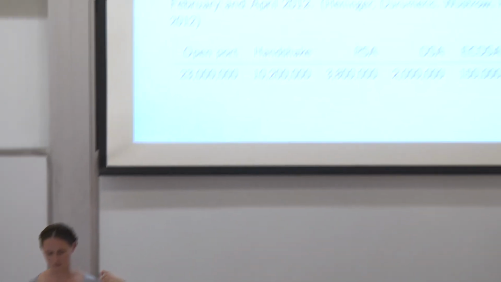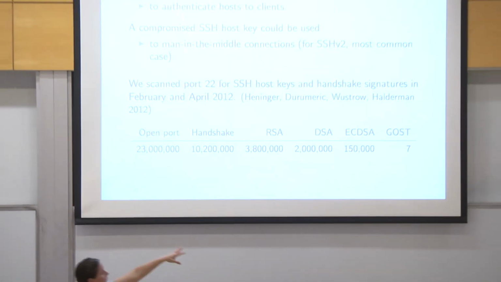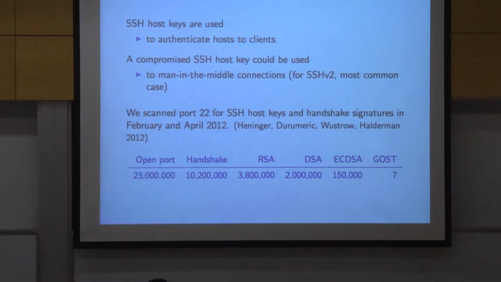this same paper on weak keys, in addition to scanning HTTPS hosts, we also scanned for SSH host keys and handshake signatures in a couple of scans in 2012. And we found actually similar numbers to HTTPS. So we successfully completed 10 million handshakes, got 3.8 million distinct RSA host keys and 2 million distinct DSA host keys, and a much smaller number of elliptic curve DSA keys.